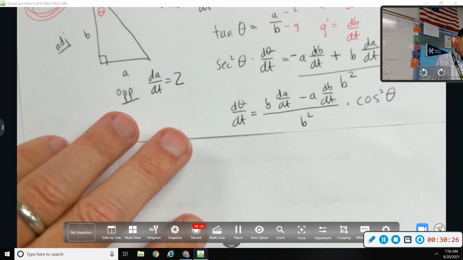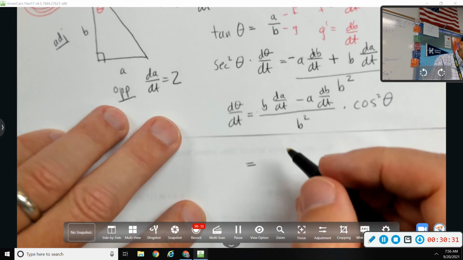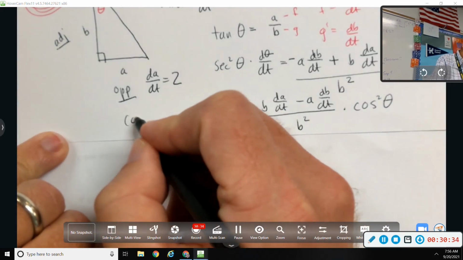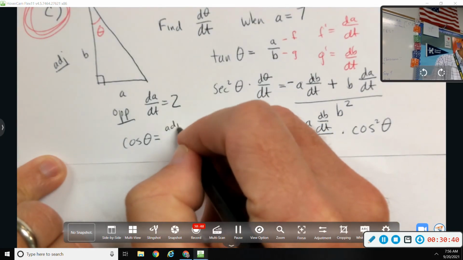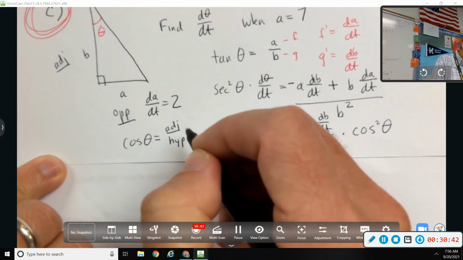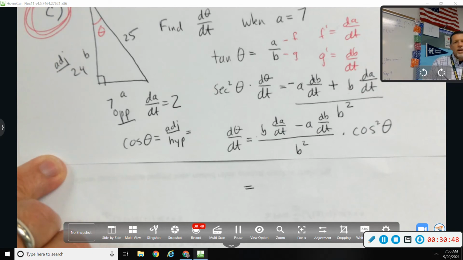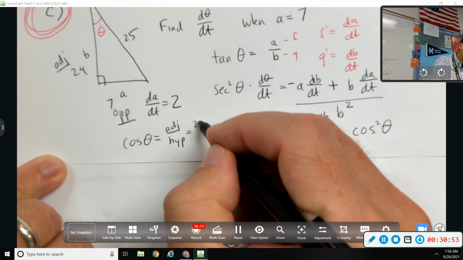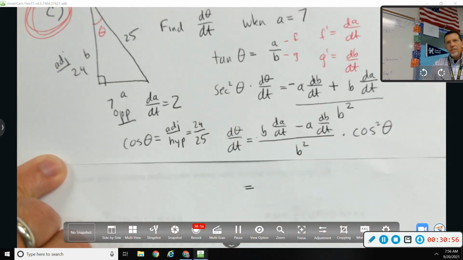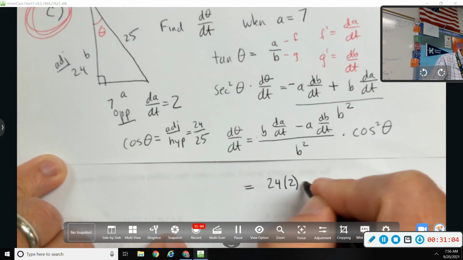Now, this is going to be another glorious safe stop situation. Because I know I don't know cosine of theta yet. Cosine of theta is adjacent over hypotenuse. 7, 24, 25. So the cosine of that angle is adjacent over hypotenuse, 24 over 25. All right, let's see if I can fill in everything correctly here.